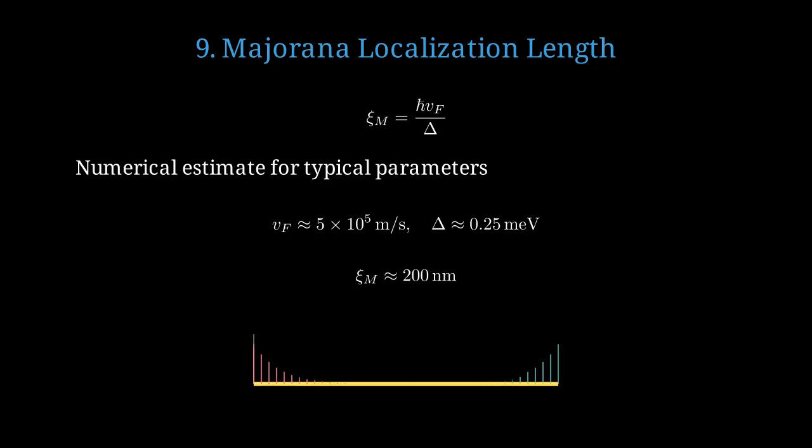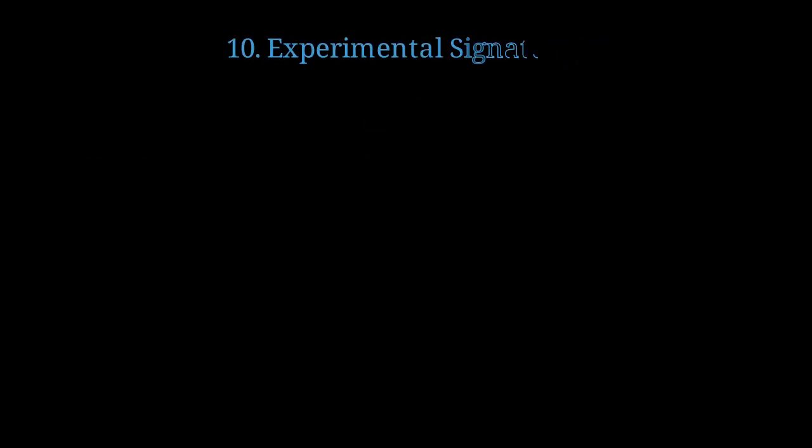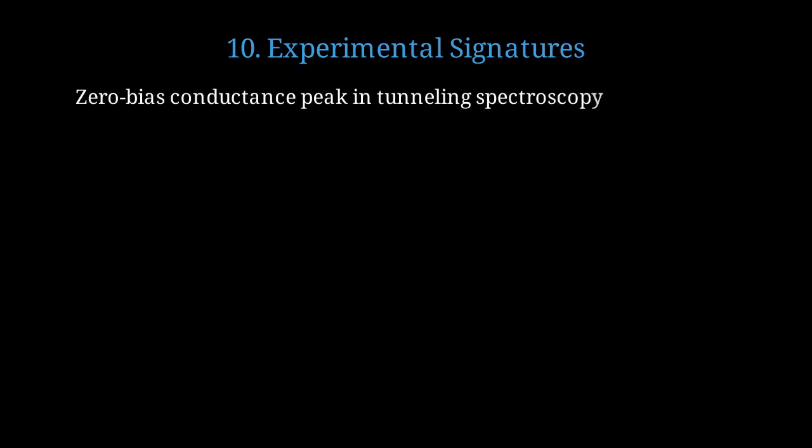The Majorana wave function decays exponentially from each end over the localization length xi m, shown here by the decreasing bar heights. How do experimentalists detect Majorana modes? Several key signatures provide evidence. The most famous signature is a zero-bias conductance peak when measuring differential conductance versus voltage. When voltage is swept, a sharp peak in conductance appears at zero bias, indicating the presence of a zero-energy state.